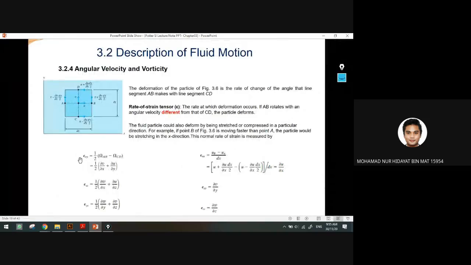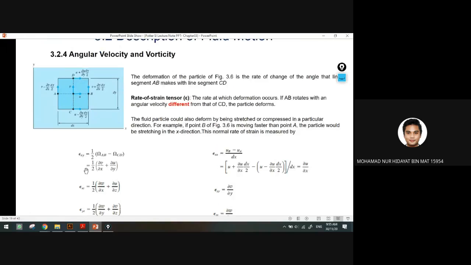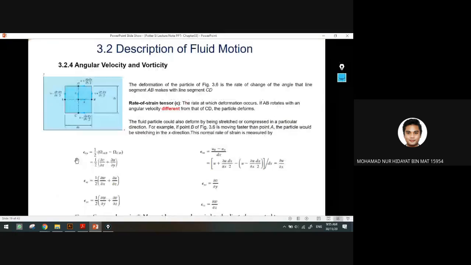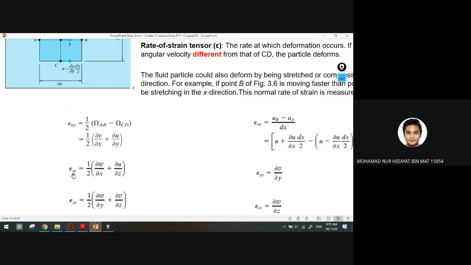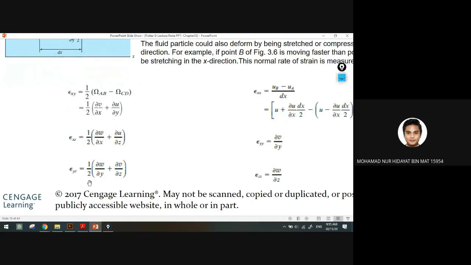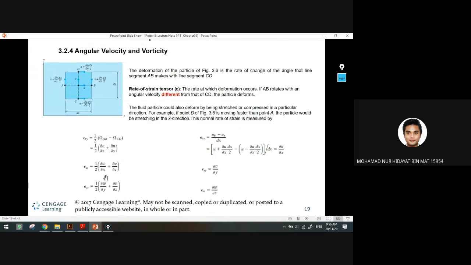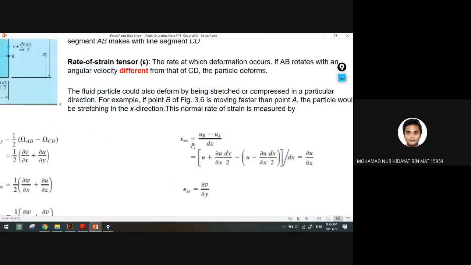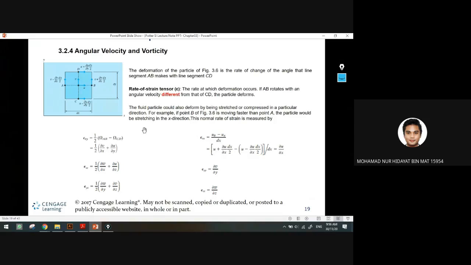That's why this is the rate of strain tensor in the XY direction. Where's the XY? This is XY, the two planar surfaces, X and Y. This is what happens in the X and Z direction. This is the Y and Z direction. Okay, so how about this one? Epsilon XX, the epsilon in the XX direction, epsilon in the YY direction. Okay, this is the information.